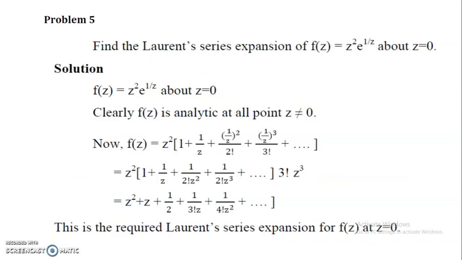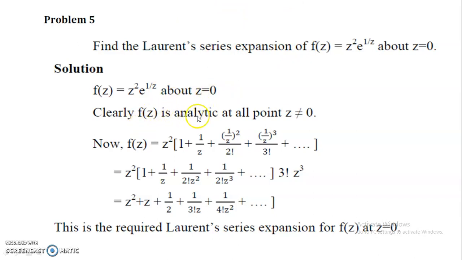And next problem, we can see z square into e power 1 over z about z equal to 0. That is different from that one. They have directly asked for the Laurent series expansion of the given function z square into e power 1 over z about the point z equal to 0. Z equal to 0 is the point which lies between C and C1. So now I can take the function about z equal to 0.